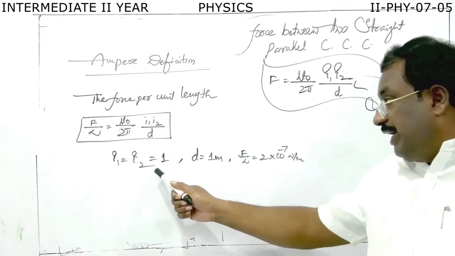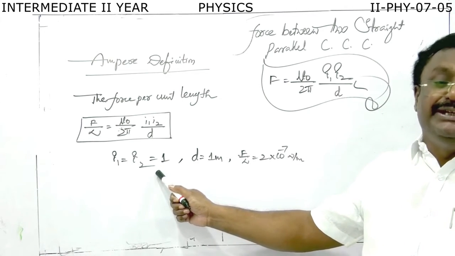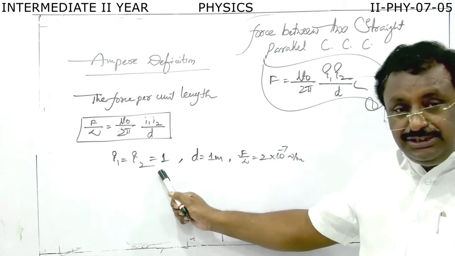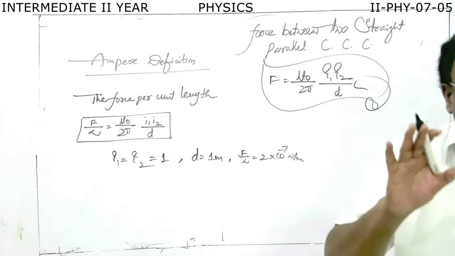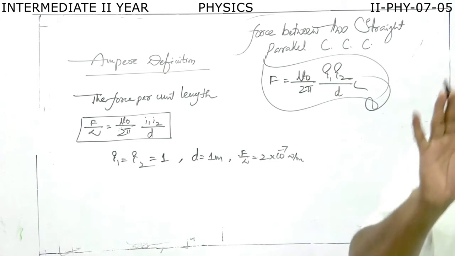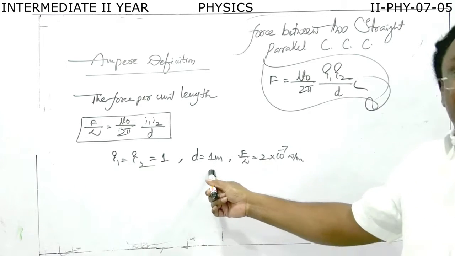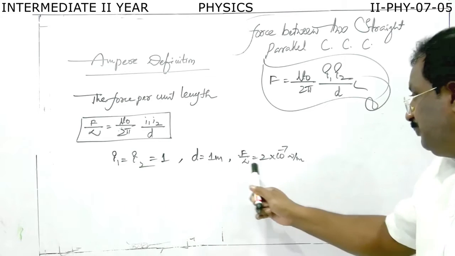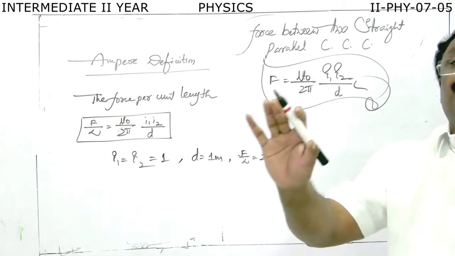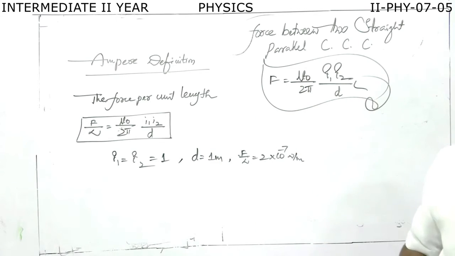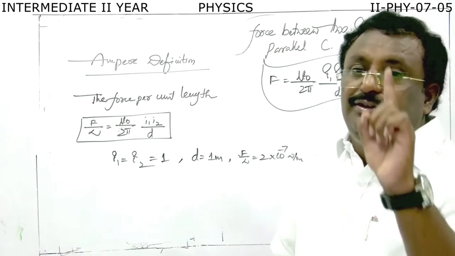According to this equation, when the same current passes through parallel current carrying conductors placed in vacuum, separated by 1 meter distance, if a force of 2 into 10 to the power of minus 7 Newton per meter takes place per unit length, then the current in each conductor is said to be 1 ampere.